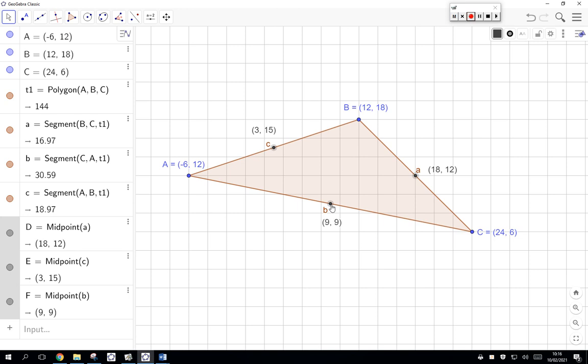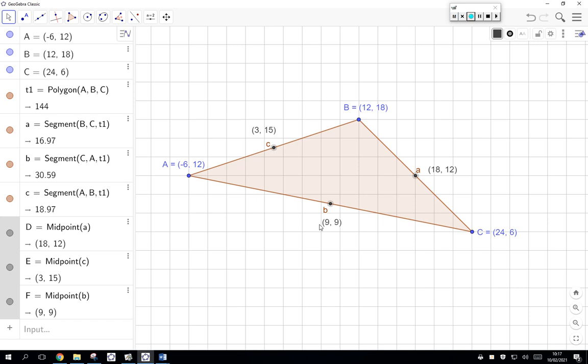We can find the slope. Slope is change in y over change in x. Notice the change in y from 9 to 18 is 9. The change in x from 9 to 12 is 3. 9 over 3 is 3. This line passing through these 2 points will have a slope of 3. Also, it contains the point 9, 9. Y minus 9 equals 3 times x minus 9. That's the equation of the line. We could express that in standard form.